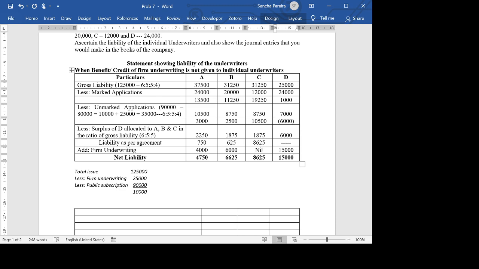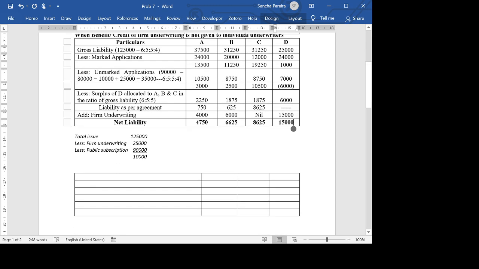Okay, so this is how the first statement is done. So we have found out how many shares have to be taken up by each underwriter. Why we do this towards the end? Just to know the total number of shares that each one has to take up. So as per their agreement, which they have to take up, where in case the public do not subscribe, A has to take up, B has to take up, C has to take up, D doesn't have to take up anything.